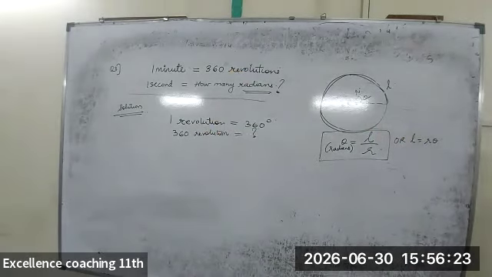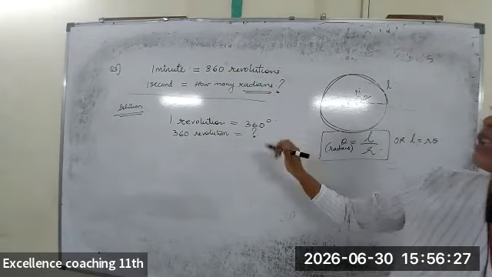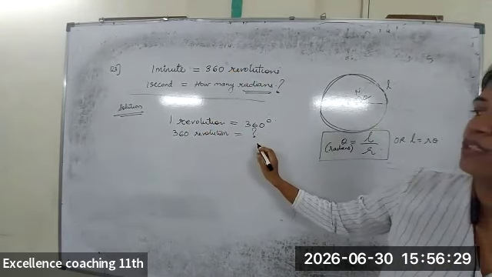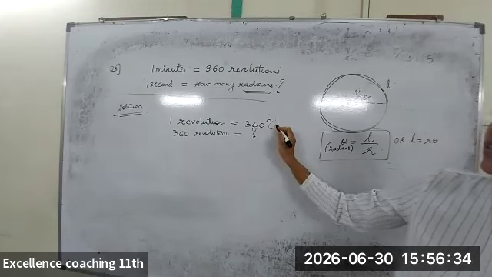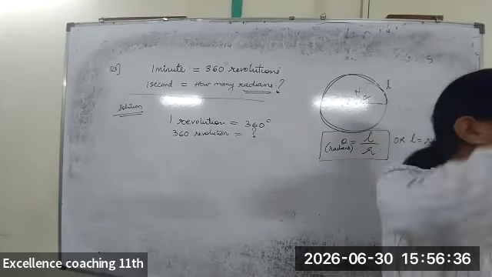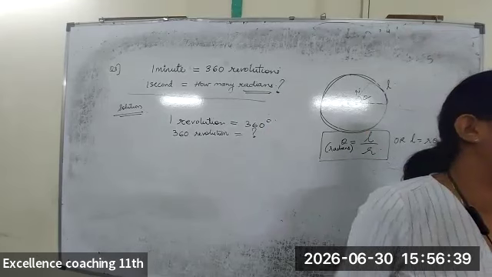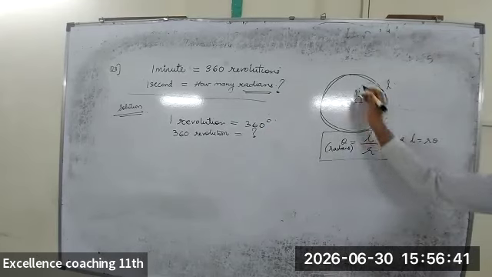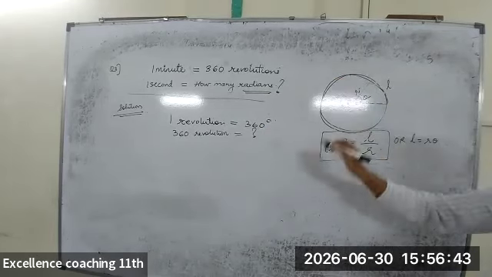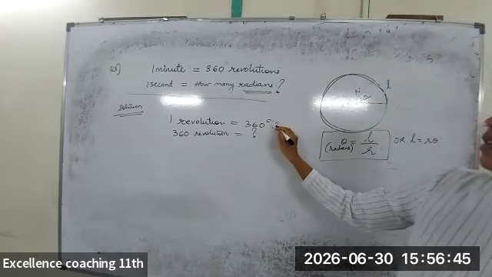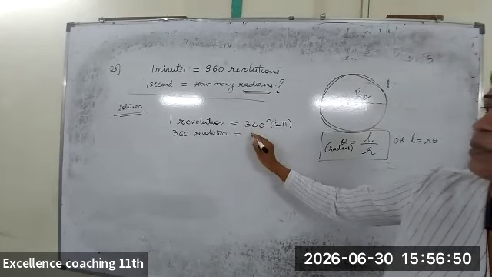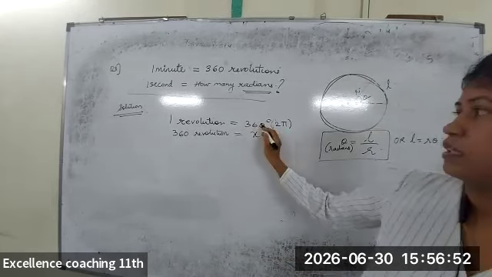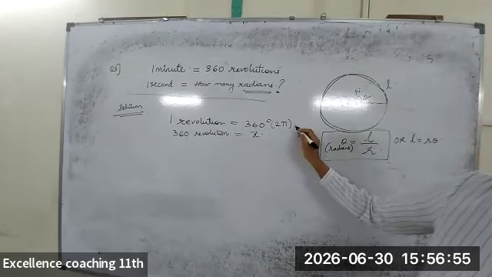But the answer is asked in terms of radians, correct? How many radians? So 360 is the same as how much? We had learned that a full circle, 360, in terms of radians is 2 pi, no? So you can also write it as 2 pi. Instead of 360, I'll write 2 pi radians.